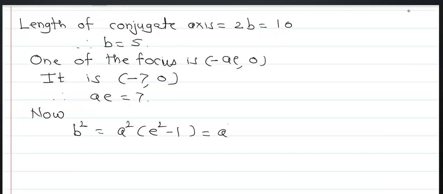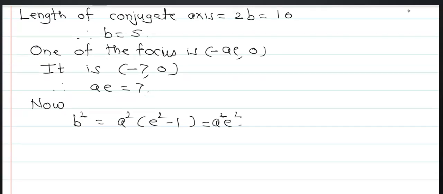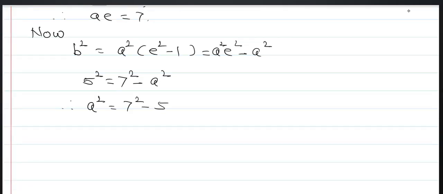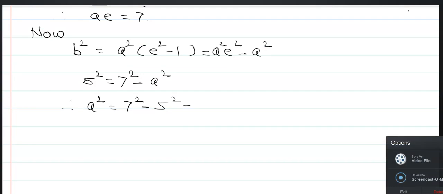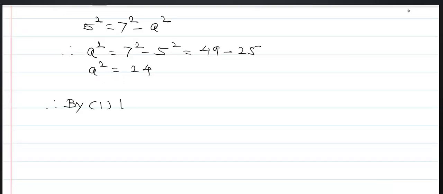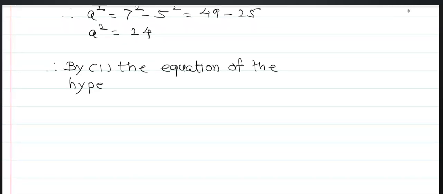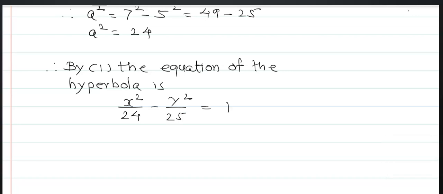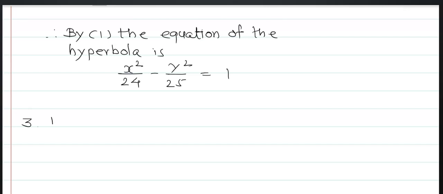b square is equal to a square in bracket e square minus 1, a square e square minus a square, that is 5 square is equal to 7 square minus a square, and the value of a square is 49 minus 25, that is a square is equal to 24. Therefore the equation of the hyperbola is x square upon 24 minus y square upon 25, that is equal to 1.